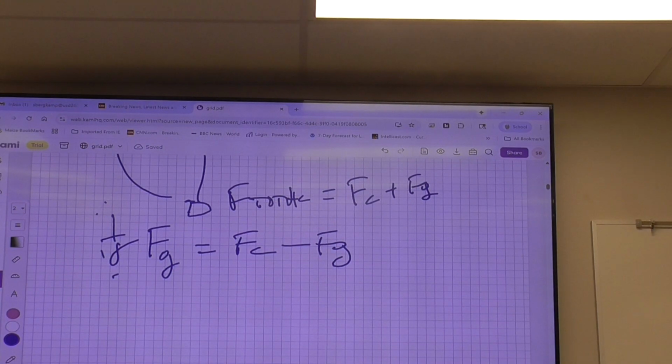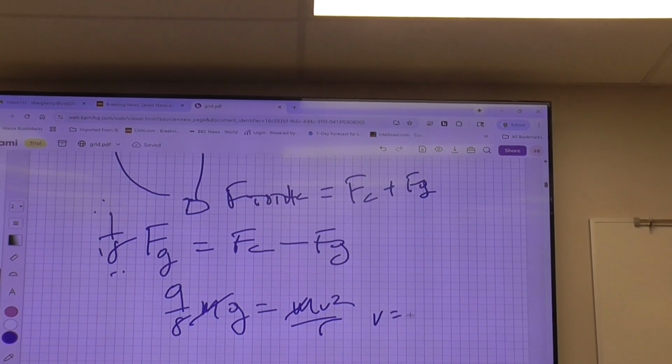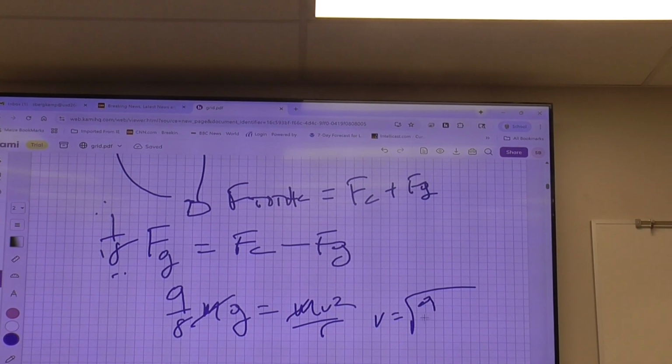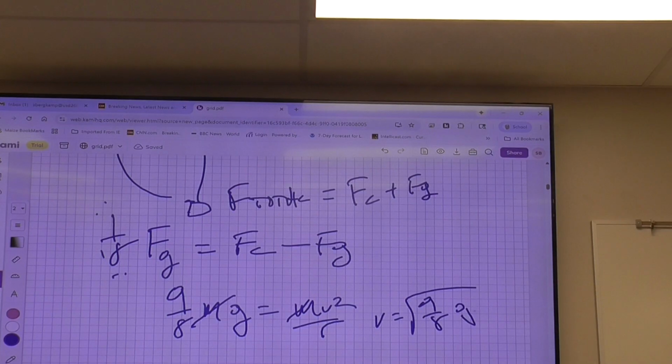So I'm going to add this over. I'm going to take 1/8 plus Fg and get what? 9/8. So 9/8 Fg, which I'm going to write as mg, is going to equal mv squared over r. What's going to happen to the mass? It cancels. So I get v equals the square root of 9/8 g r. Yes, the m's canceled.